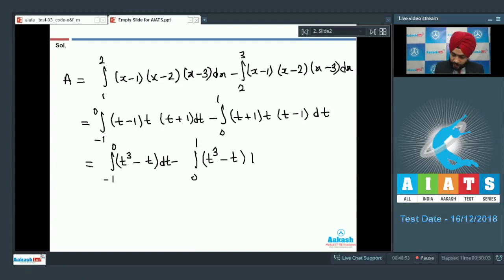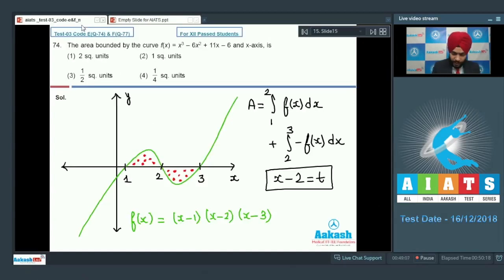Okay, so this is a relatively very simple integration. Rather than integrating those 4 long terms, the final answer will come out to be 1 by 2, 1 half. Okay, so the final answer goes with option number 3. Okay, let us move on to question number 75 now.